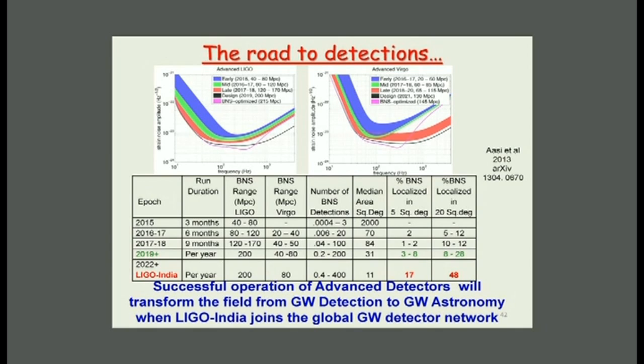And then, as I explained to you, once you have detections which are becoming routine, what we would like to do is locate those sources in the sky. If you want to do follow-up observations by electromagnetic telescopes, you should localize them in a region which is smaller than 5 square degrees, and then you will see that only when LIGO India joins the network, you have a significant number of events by which you can localize them within 5 degrees. Till that time the number is rather very small. So that is the reason we believe that once LIGO India comes online and joins the network, we will be in the epoch when gravity wave astronomy will really start seriously.